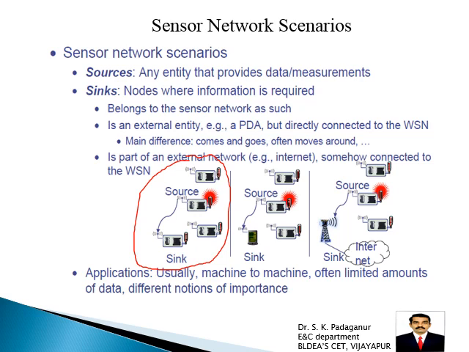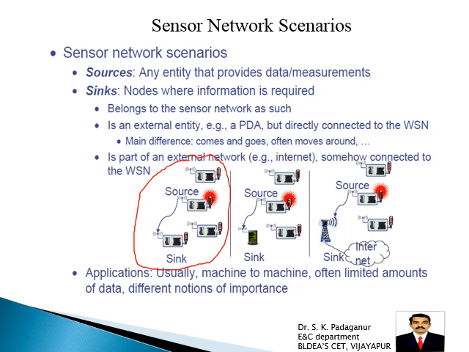What do you mean by source? Sources are basically information providers. A source generates the information. Sinks, basically, require the information.